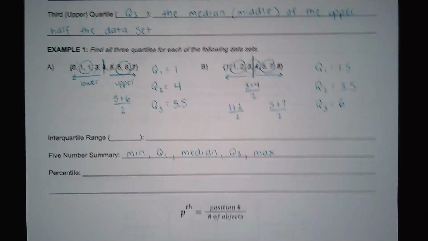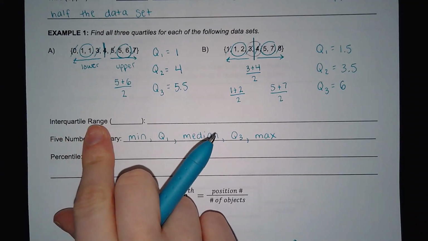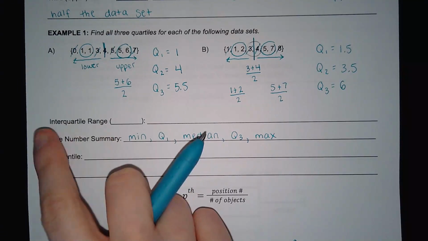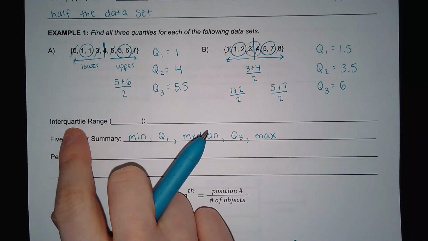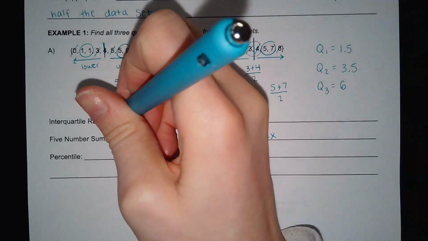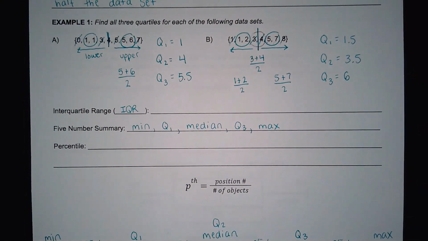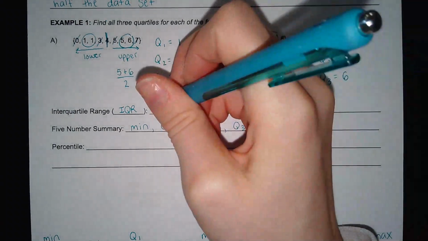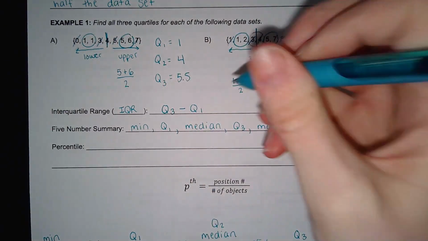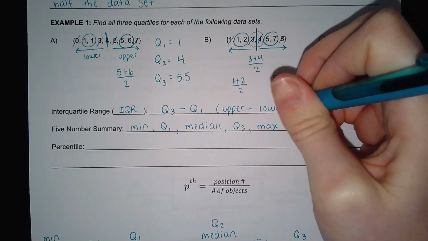Now, one of the things we will be asked to find once we have our quartiles is something called the interquartile range. We've learned about range before. Range is a maximum minus a minimum. But here, if we're talking about the interquartile range, we're actually going to be finding the difference between our quartiles. Interquartile range is sometimes abbreviated IQR. So if you see that, that just stands for your interquartile range. And that's going to be our upper quartile, or Q3, minus our lower quartile, or Q1. So we could think of that as our upper quartile minus our lower quartile.